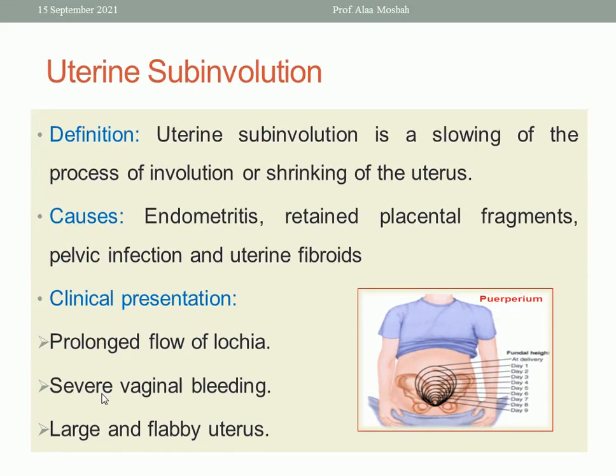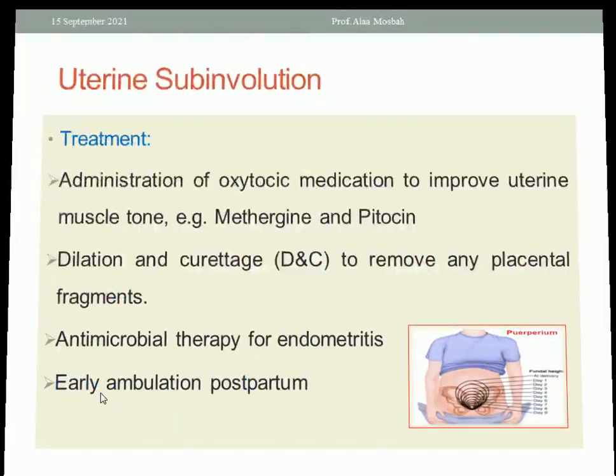Lastly, uterine subinvolution as a complication during puerperium. Uterine subinvolution is defined as slowing of the process of involution or shrinking of the uterus. The causes include endometritis, retained placental fragments, uterine fibroid, or pelvic infection. The clinical presentation of the patient: there is vaginal bleeding, prolonged flow of lochia, large and flabby uterus.